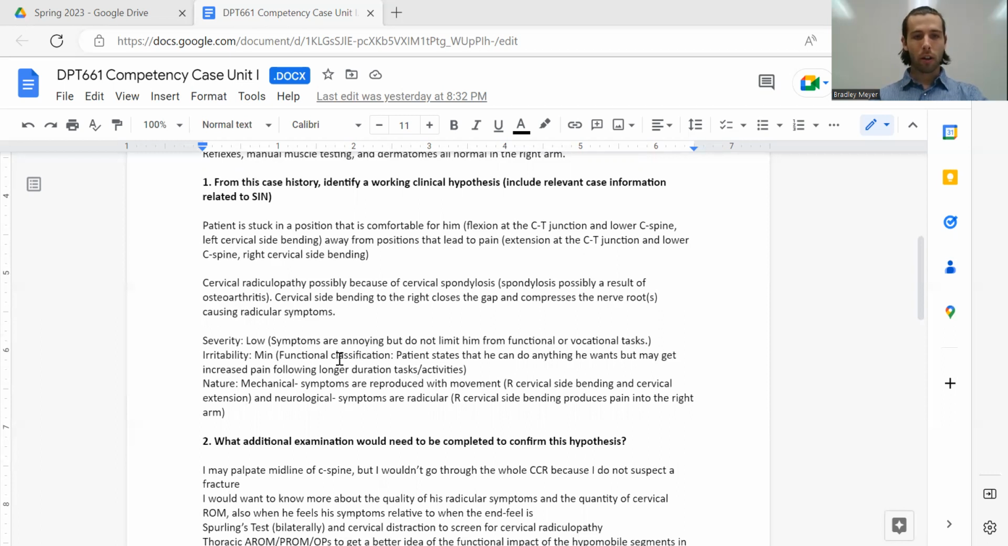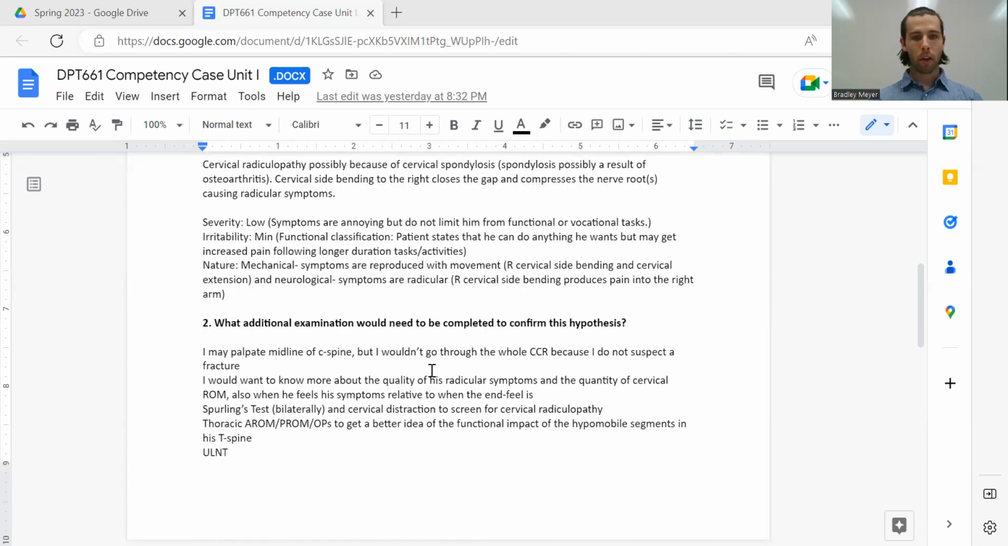And I didn't use the Cyriax model for this because it didn't really say anything about when in the range of motion he has those symptoms. And then as far as nature, I said kind of a mix of mechanical and neurological because his symptoms are reproduced with movement, like right cervical side bending and cervical extension. But the quality of the symptoms is neurological because he has radicular symptoms going down into his right arm with right cervical side bending.